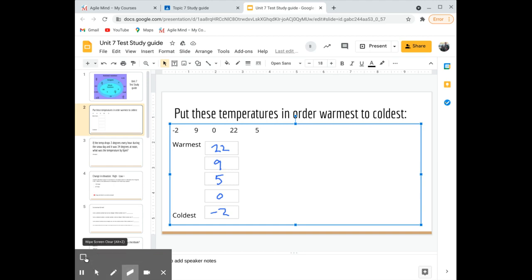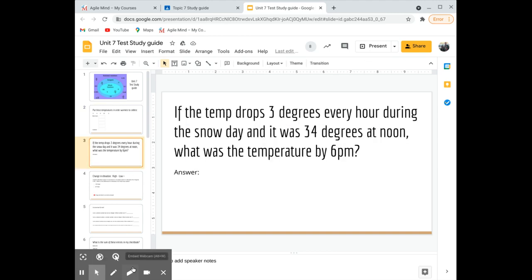All right, let's take a look at our next one. Read this one for us, please. Go ahead, Emma. If the temp drops 3 degrees every hour during the snow day and it was 34 degrees at noon, what was the temperature by 6 p.m.? All right, so it drops 3 degrees every hour during the snow day. It's 34 degrees at 12 o'clock. What was the temperature by 6 o'clock?